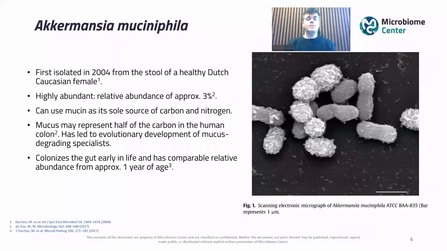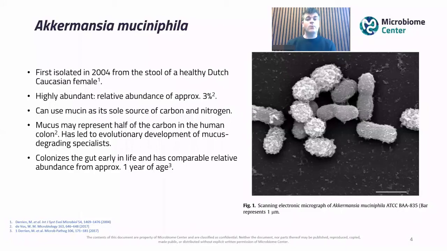So as I said, Akkermansia is one of the few microbes that lives in the mucus layer. It was only isolated in 2004 from a Dutch female, and it's quite abundant. About 3% of all the bacterial species in our gut consists of Akkermansia. Akkermansia is actually a mucus degrading specialist, and it can live solely on the carbon and nitrogen from mucus. And that means that it's one of the few species that actually lives there and stimulates production of mucus.